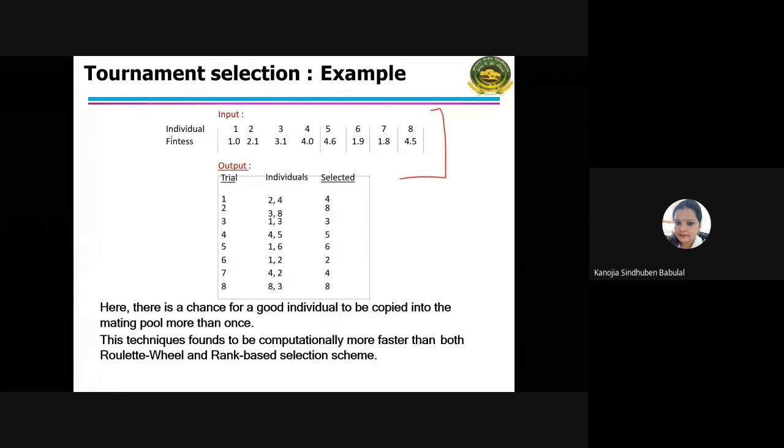We have individuals 1, 2, 3 up to 8. We have 8 individuals, and accordingly, the fitness score is calculated. The fitness score for 1 is 1.0, for 2 is 2.1, then 3.1, 4.0, 4.6, and so on. For every individual, we have calculated the fitness score. And according to the tournament selection strategy, what are we supposed to do?